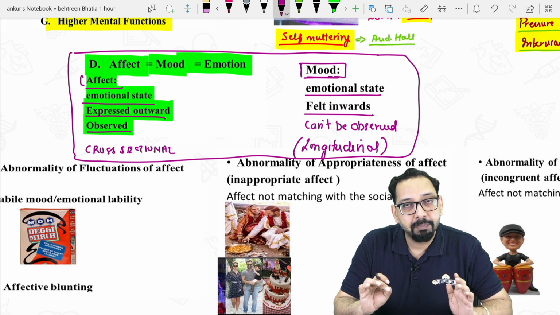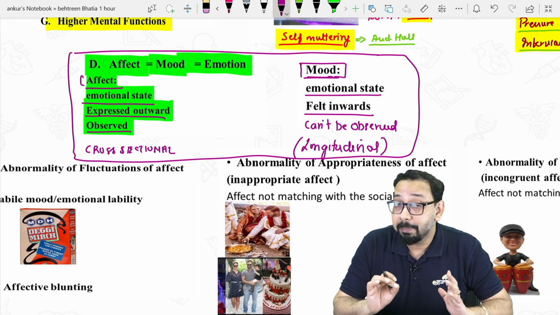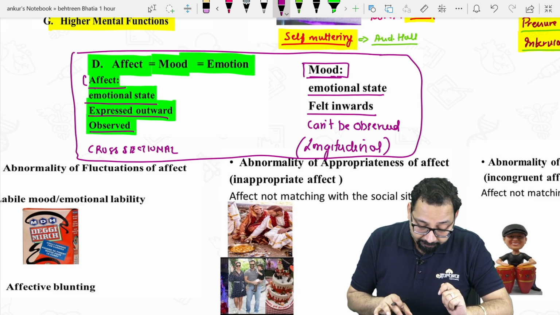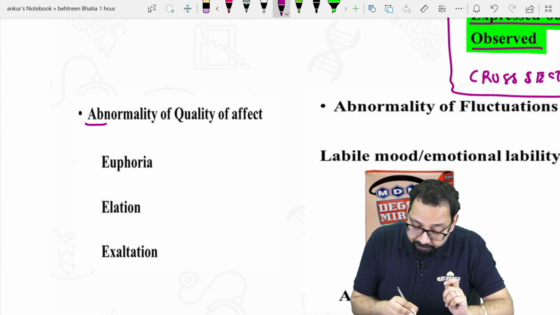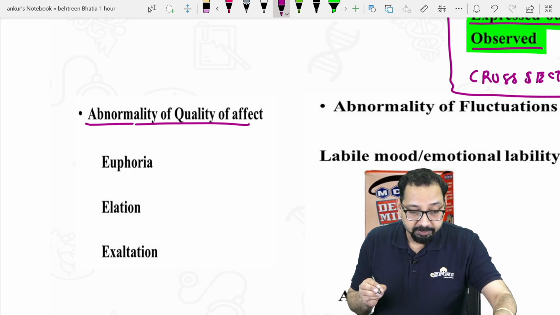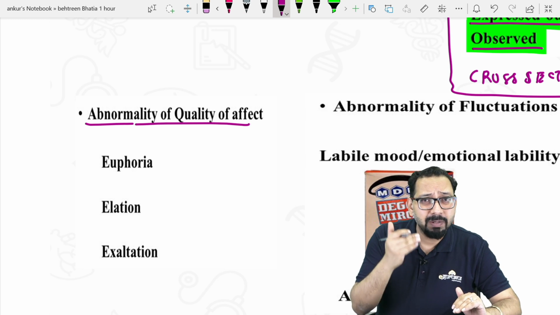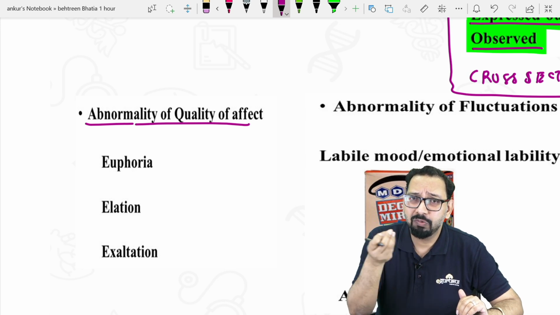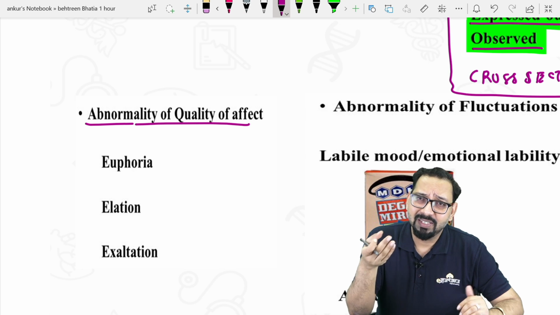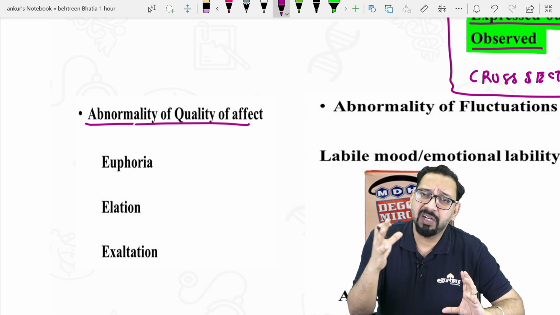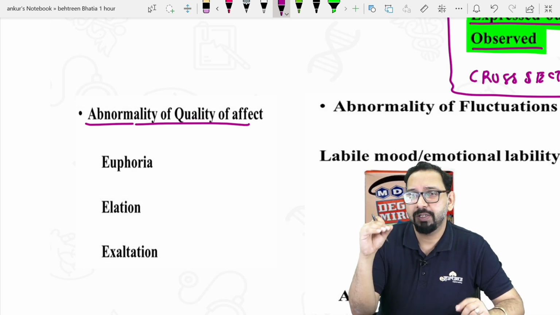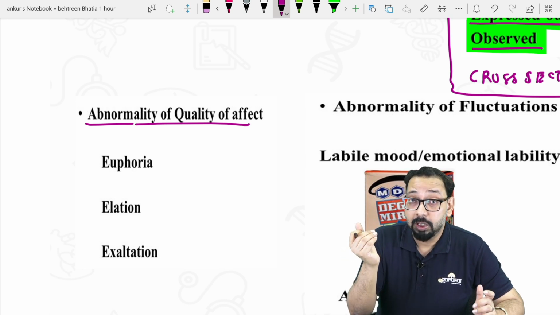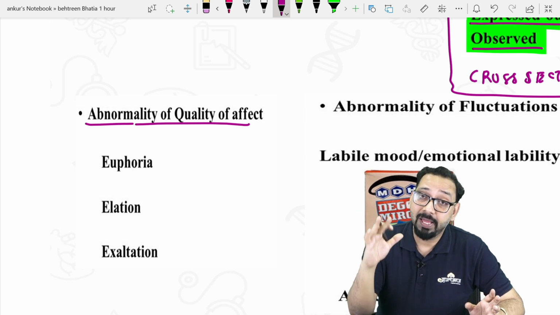There are so many abnormalities of affect and mood in many psychiatric illnesses, and these help us make the diagnosis. Let me take abnormality of quality of affect. Quality means it may be happy, it may be sad. Normally, we are happy or sad on small issues, and this is a normal part of our life. Suppose my lecture is going well, I am a little bit happy. Suppose my lecture is not being attended by you and you are not enjoying it, I become a little bit sad. It is a normal part of life, not any psychiatric illness. But if it is more than that, then it becomes pathological.